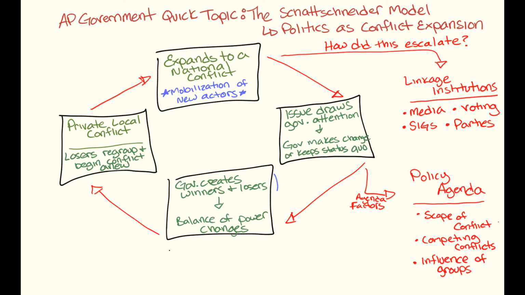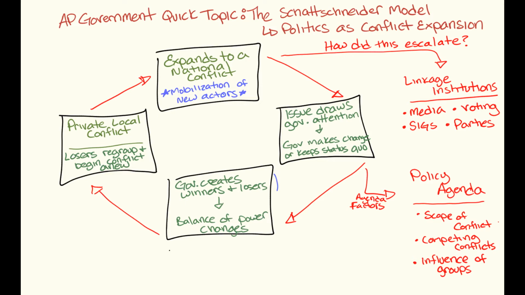Last but not least, the government is going to make a choice as to what to do about this issue. Either they're going to make a policy change or they're going to maintain the status quo and they're just going to do nothing. Either way, we consider this to be a governmental action. So government taking action or refusing to take an action are both considered the government doing something for the purpose of this model. And based on what the government decides to do, that creates a group of winners and a group of losers. So somebody got what they wanted from government and somebody didn't.